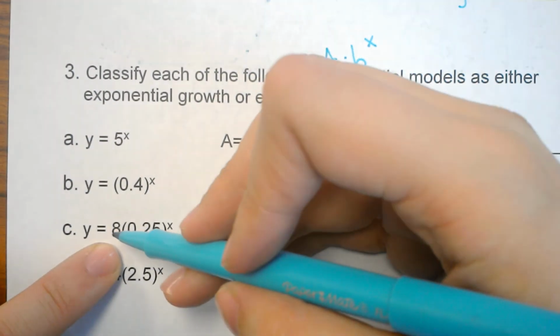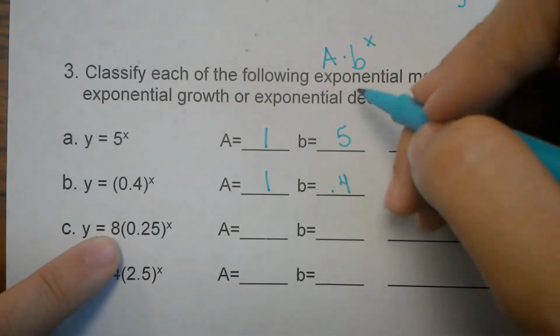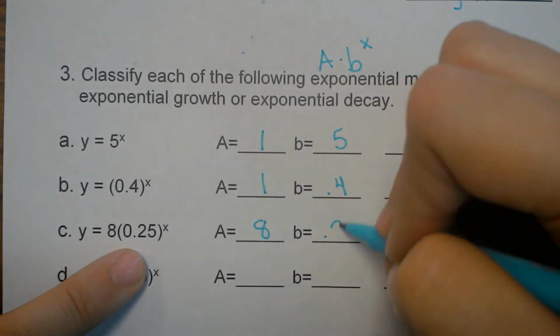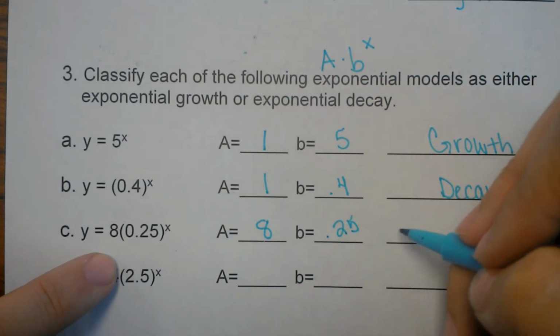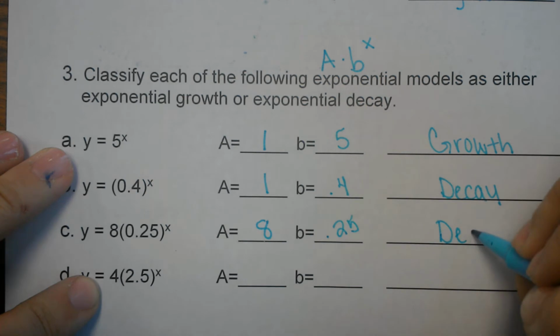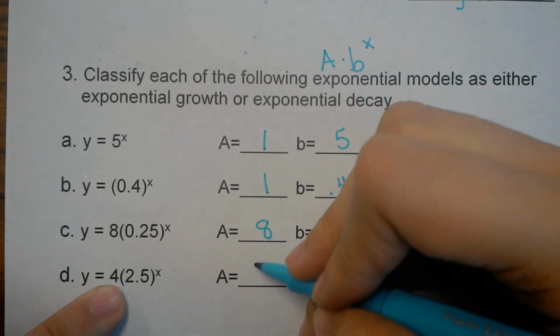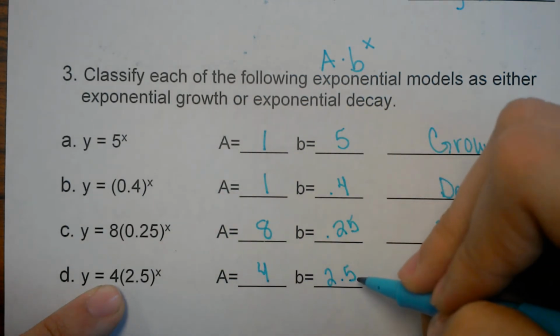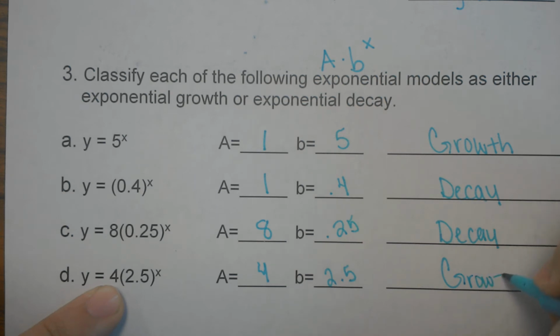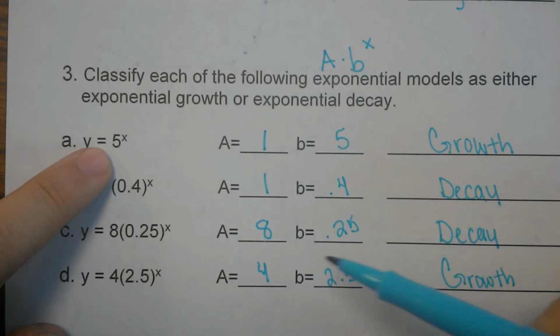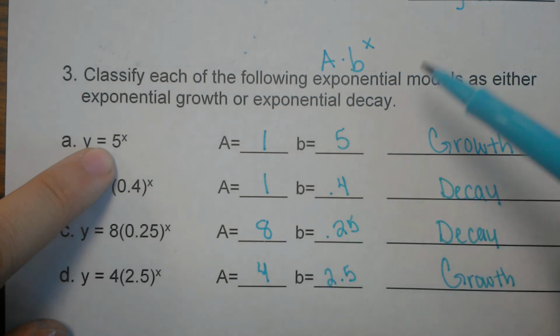And then this one, I'm multiplying on the outside by a number that's bigger than 1, but that's not my b. A is 8, b is 0.25, and b is still in between 1 and 0, so this is still decay. And then on part D, a is 4, b is 2.5, which is bigger than 1, so this is growth. If you're not sure, you could always graph it to see, is it going from the left to the right, is it going up, or is it coming down, to see if it's growth or decay.